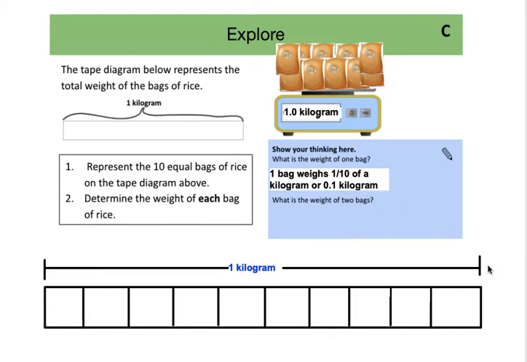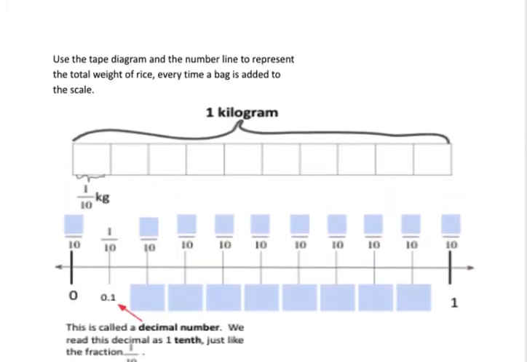What is the weight of 2 bags? So 2 bags would weigh 2/10, right? 2 out of 10 bags, 2/10 of a kilogram. Or we can read it as, again, since there are no wholes, you'll read it as just that number 2 and name its place value, tenths. 2/10 of a kilogram. Great job. Before we go to the next slide, I want us to take a look at another part of this.